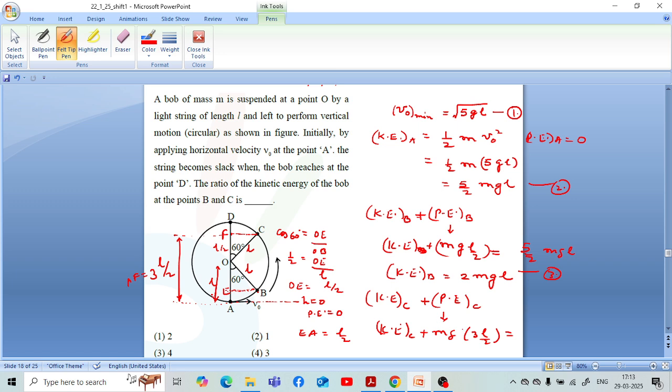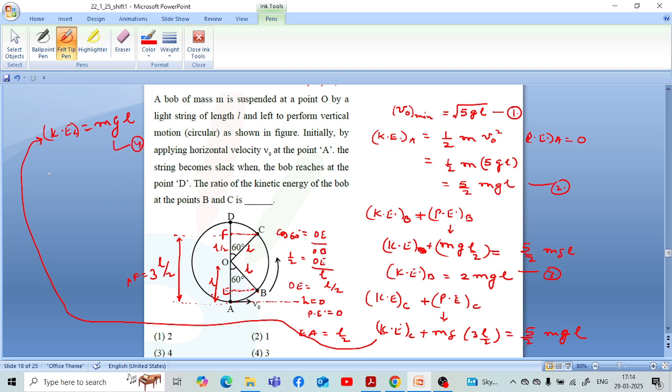So as discussed earlier, here there is only the kinetic energy component, the potential energy at point A is 0. So that's why this is equal to 5 by 2 mgl. After calculating, the kinetic energy at point C is equal to 5 by 2 mgl minus 3 by 2 mgl. So this comes out to be mgl. Now let us call this equation number 4.